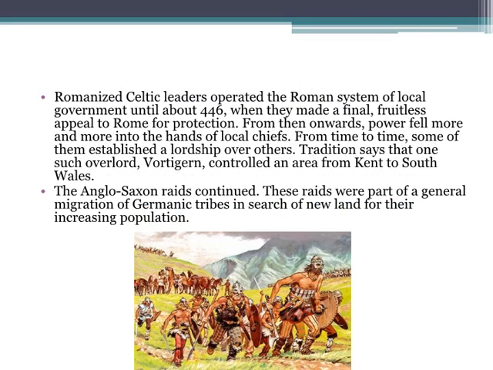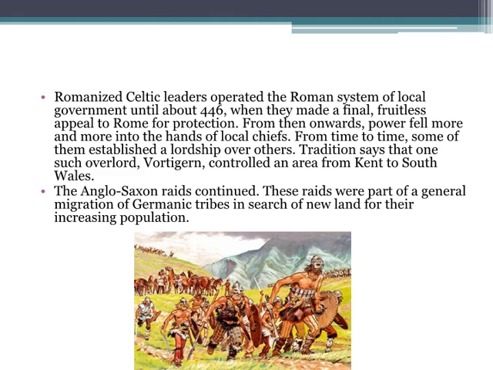Romanized Celtic leaders operated the Roman system of local government until about 446, when they made a final, fruitless appeal to Rome for protection. From then onwards, power fell more and more into the hands of local chiefs. From time to time, some of them established a lordship over others. Tradition says that one such overlord, Vortigern, controlled an area from Kent to South Wales.